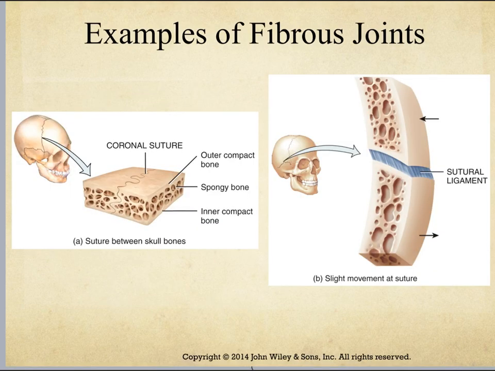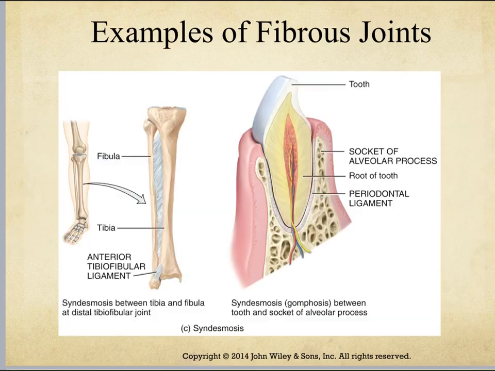Here's an example of a fibrous joint. Look at the suture. You can see that connective tissue, that sutural ligament, holding that squamous suture together. On the left is an example of an interosseous membrane between the tibia and the fibula. Whereas on the right, we have all those periodontal ligaments forming that gomphosis.